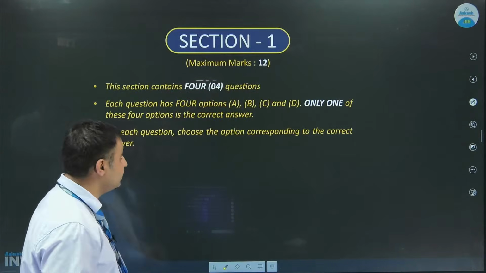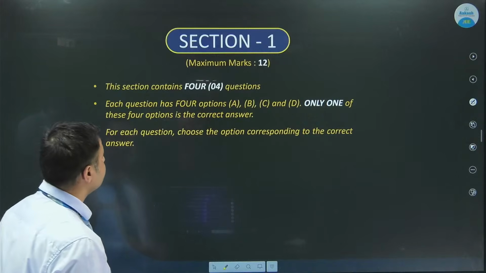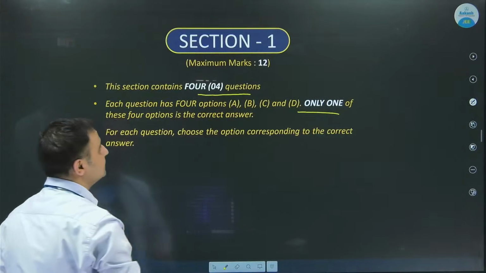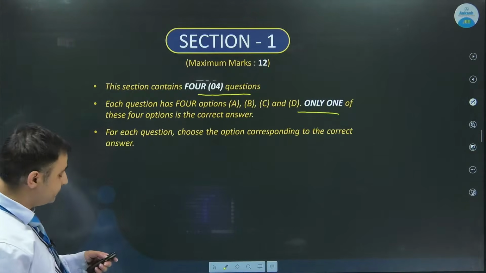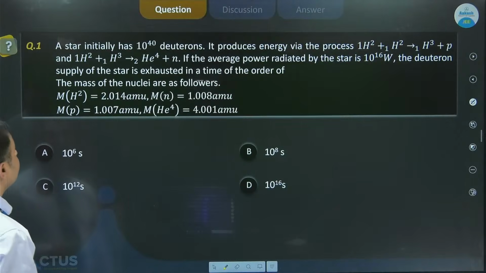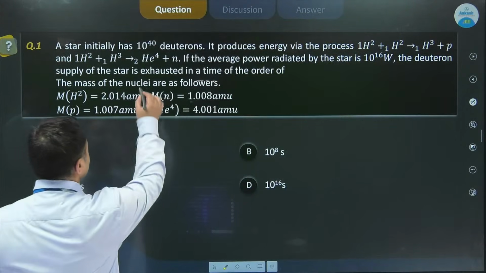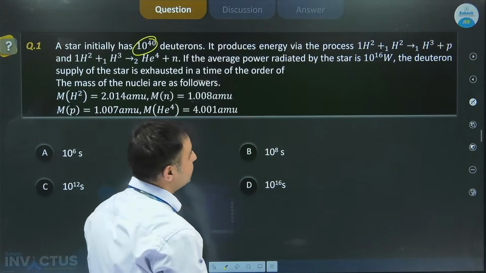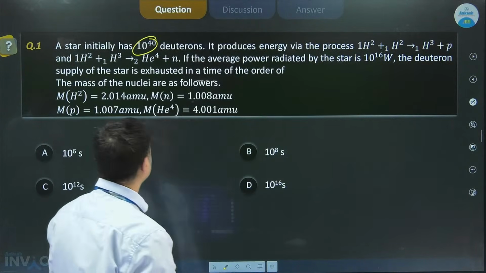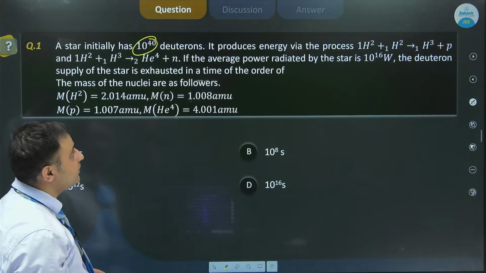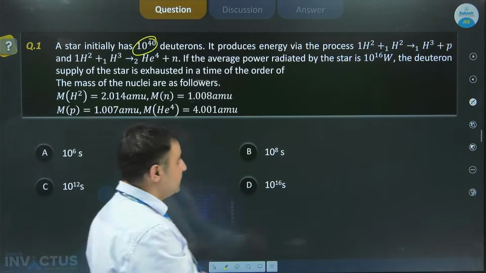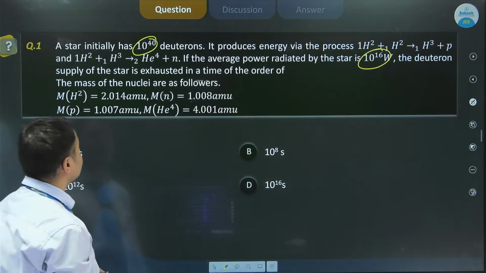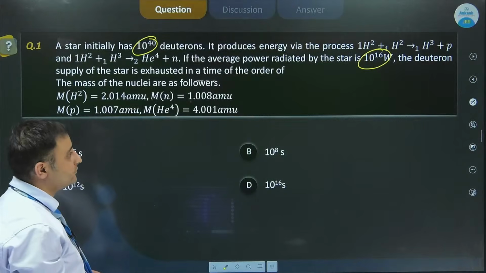Alright, this is section 1. This section contains 4 multiple choice questions, only one single correct. So let's move on to the question. A star initially has 10 raised to the power 40 deuterons. It produces energy via the process in which deuterons are converting into helium nucleus. If the average power radiated by the star is 10 raised to the power 16, the deuteron supply of the star is exhausted in a time of the order of, okay.